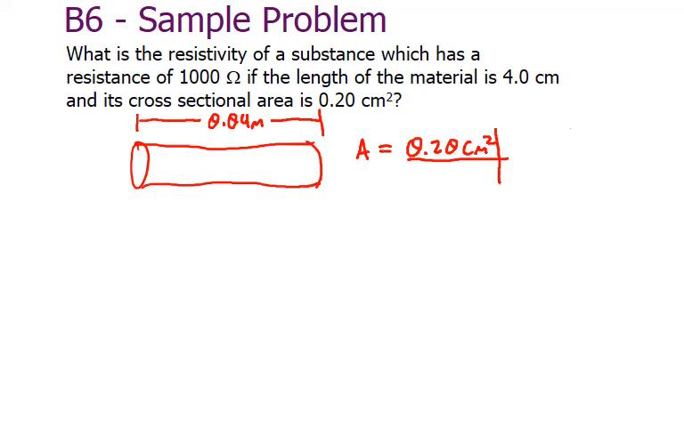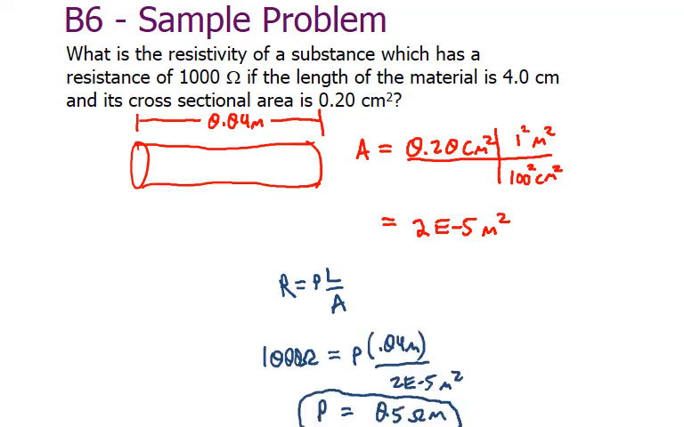All right, so we're going to convert to meters. We've got 100 centimeters, so we're squaring both. 100 squared centimeter squared is 1 squared meter squared, and so we get our area is 2 times 10 to the negative 5th. We'll solve for our resistivity, which is 0.5 ohm meters. And so that's for this particular substance.